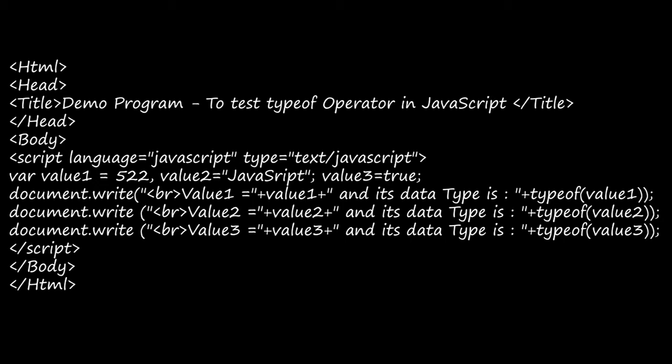And in the next line, we are assigning the values for the variables, right? var value1 is equal to 522, comma, value2 is equal to "JavaScript" inside double quotes, right? And value3 is equal to true, okay?